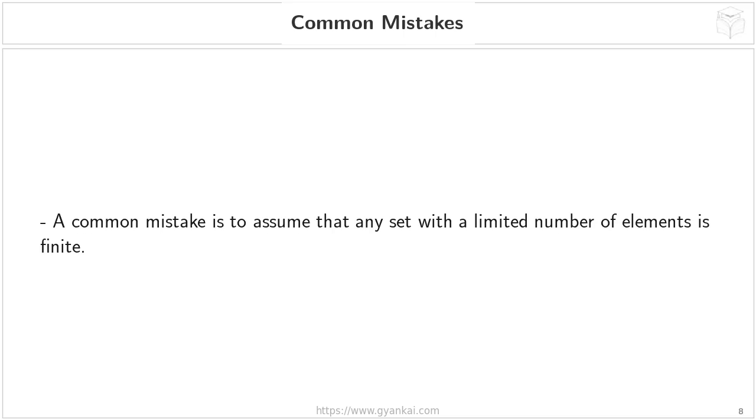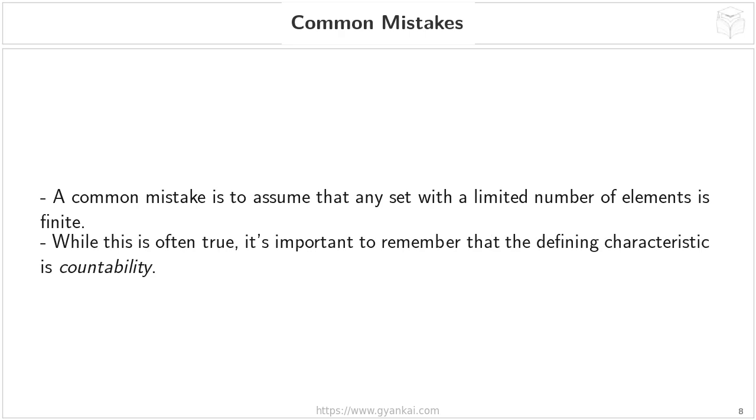Common mistakes. Let's move on to this final slide, which highlights some common pitfalls when working with finite sets. A common mistake is to assume that any set with a limited number of elements is finite. Now, after going through examples like the fingers on one hand, months of the year, and letters in a word, it's easy to fall into the trap of thinking that just because a set doesn't seem endlessly large, it must be finite. But remember, it's not about seeming limited, it's about being able to actually count the elements.